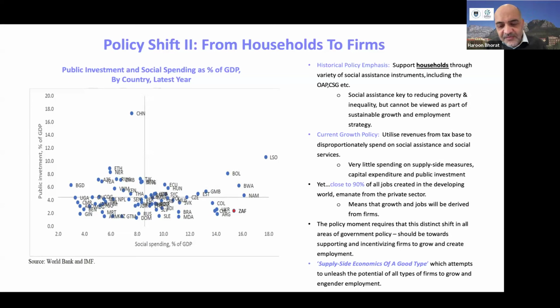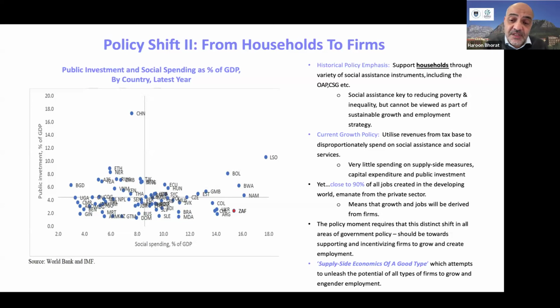So when you think about firms, ladies and gentlemen, think about firms from the informal sector provider, the survivalist firm, right, through to large cap firms like Sygnia. So think of firms in a very broad sense. The government policy at the moment, or the fiscus, is heavily orientated towards households, not towards firms. And it's therefore very orientated towards consumption expenditure, not capital expenditure.